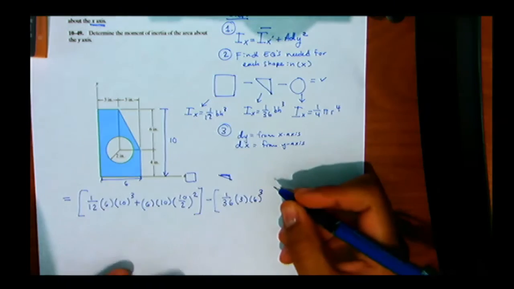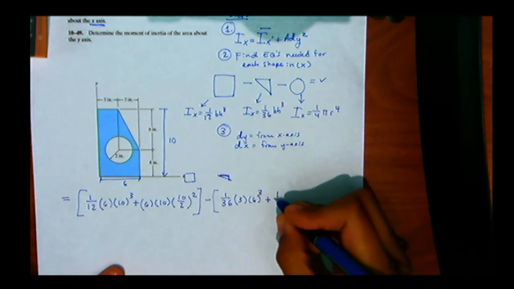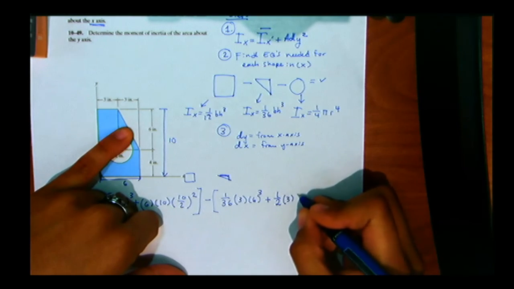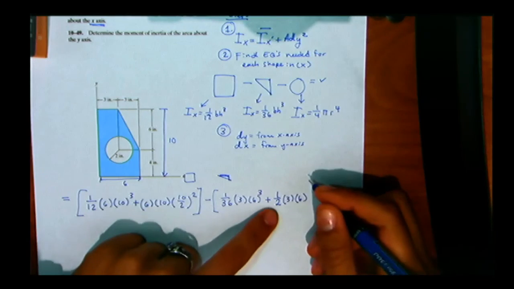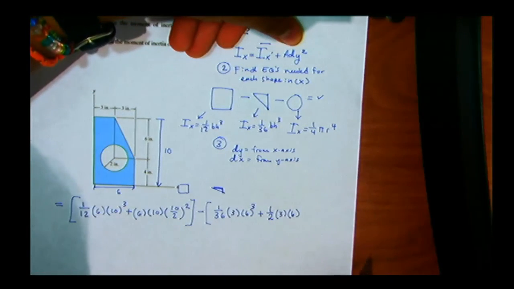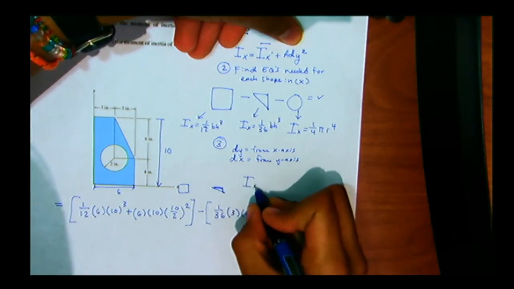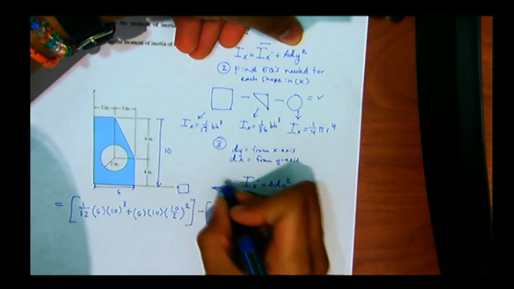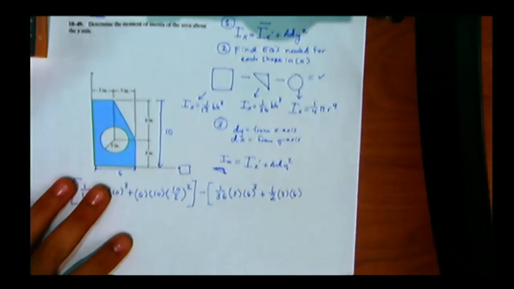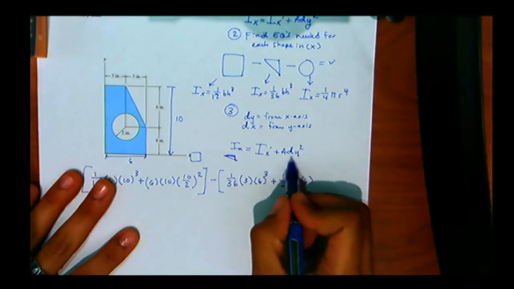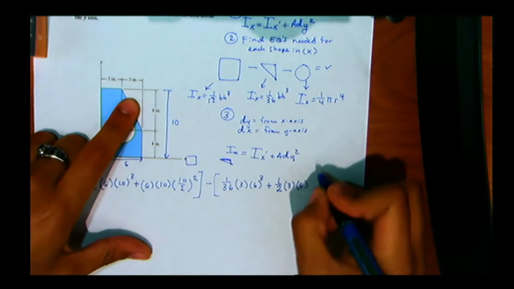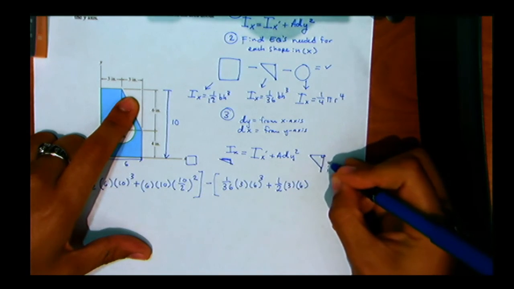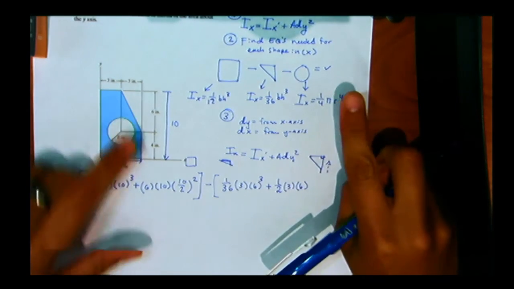Dy. So let's look at this triangle. We're coming from this side, right? So it's going to be 2/3 of that 6 plus 4, squared. So we have this distance, and now we need 4, because we want it from the x.